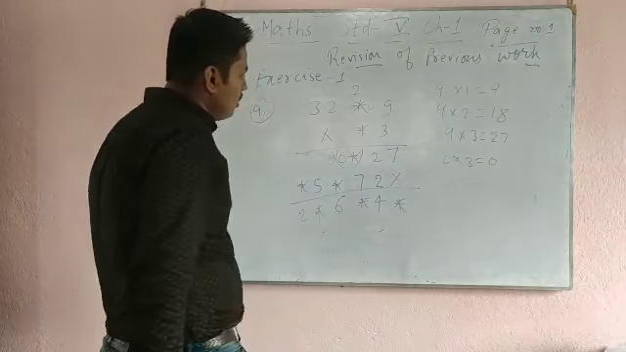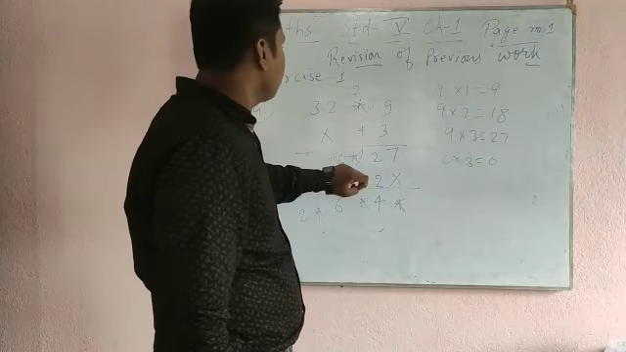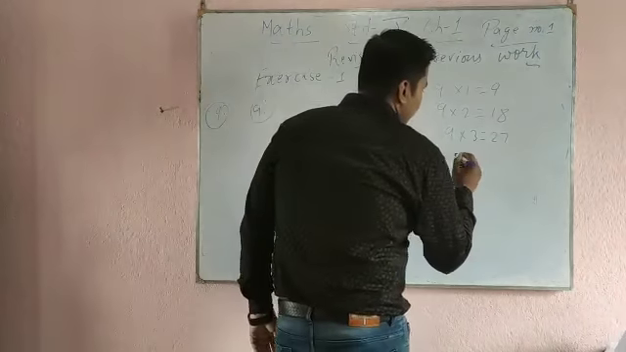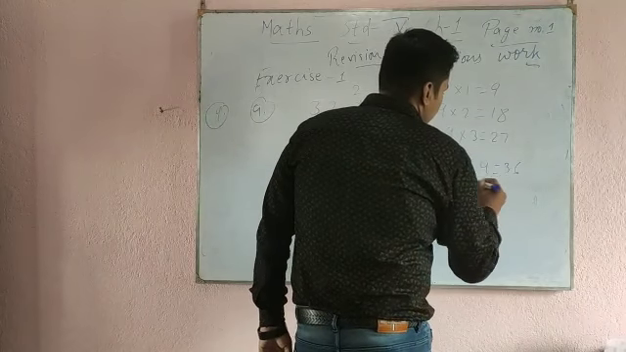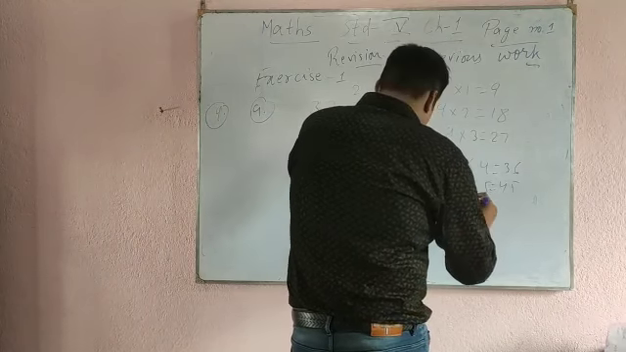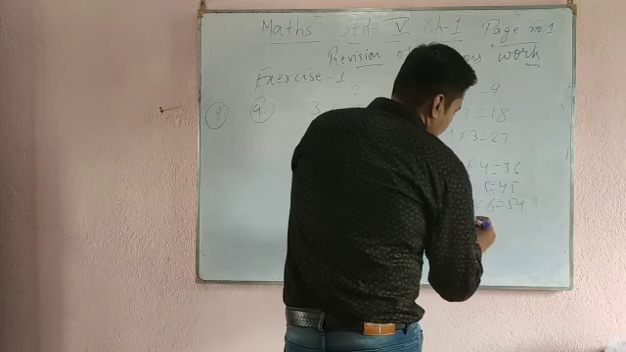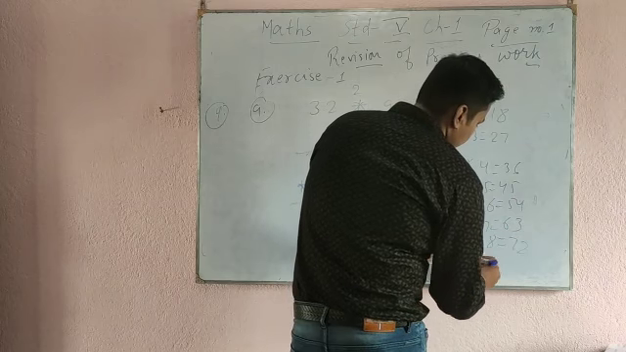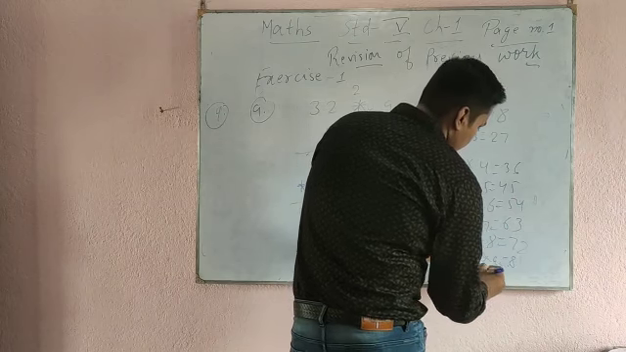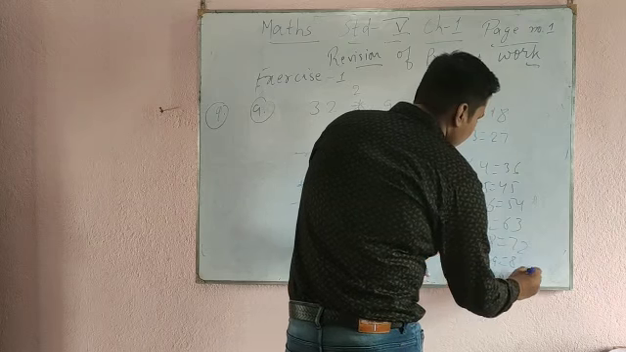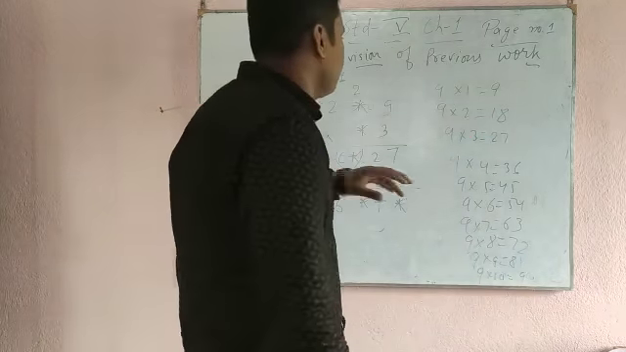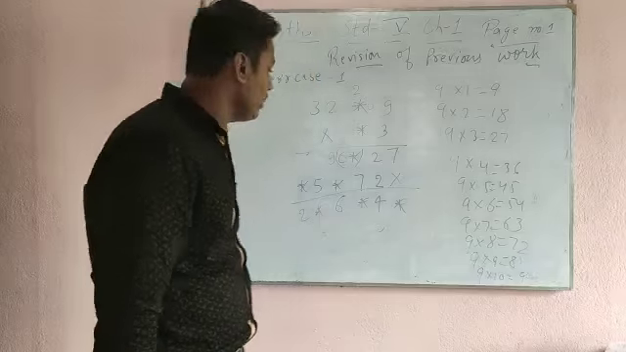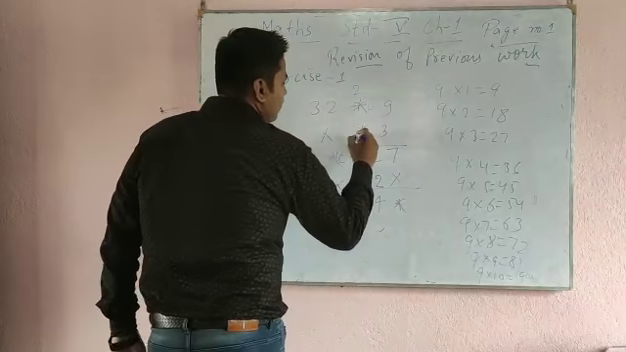Okay, understood? Now come to this 9 star. What number will you multiply here? It will come 2. First I am writing the 9 table. 9 into 4 is 36, 9 into 5 is 45, 9 into 6 is 54, 9 into 7 is 63, 9 into 8 is 72, 9 into 9 is 81, 9 into 10 is 90. So in the 9 table, the digit 2 is there, the last digit. Yes, 9 into 8 is 72. So I will write here 8.